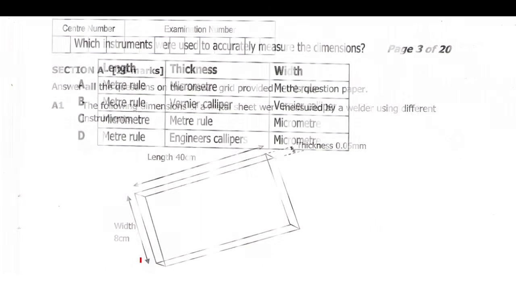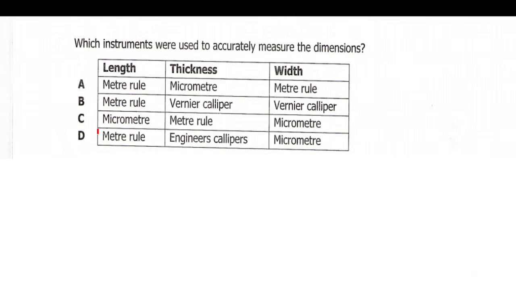So now, looking at our answers, the best answer here is A. Length was measured by meter rule, thickness was measured by micrometer screw gauge, width was measured by a meter rule. So the answer is A.